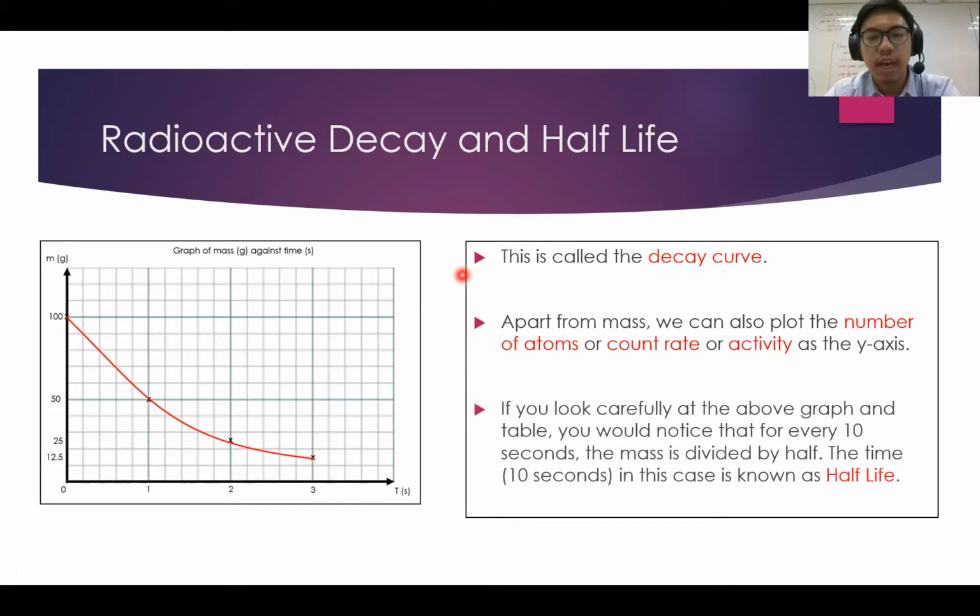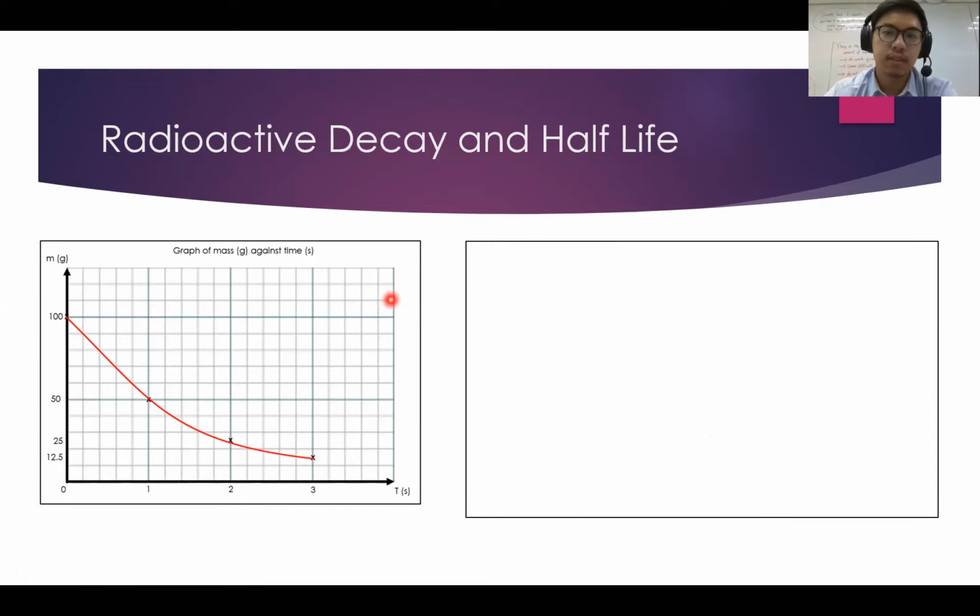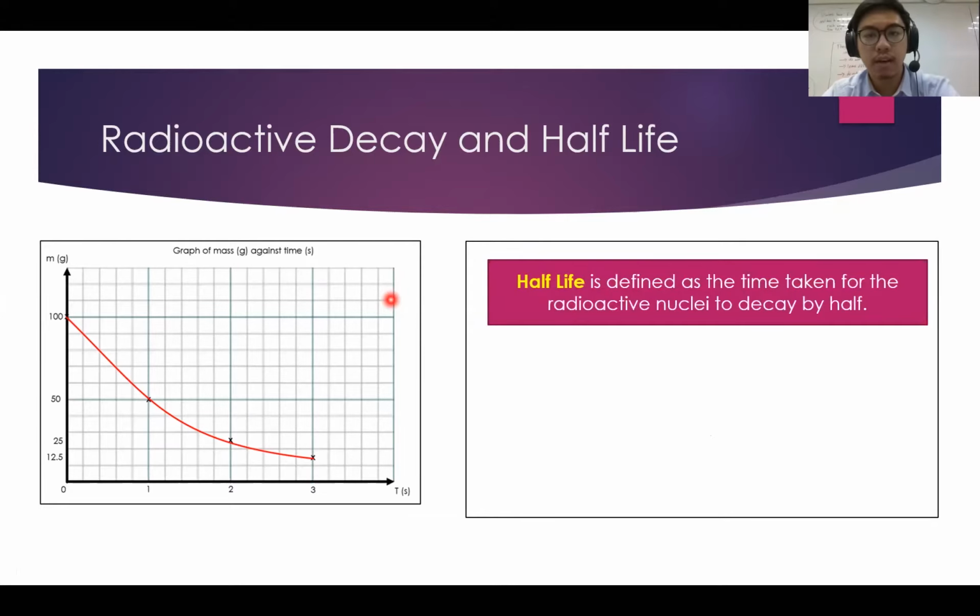If you look carefully at the graph and table, you would notice that for every 10 seconds, the mass is divided by half. The time, which is 10 seconds in this case, is known as half-life, right? So for this graph, for this radioactive substance, we say it has a half-life of 10 seconds. So what is half-life? Half-life is defined as the time taken for the radioactive nuclei to decay by half.